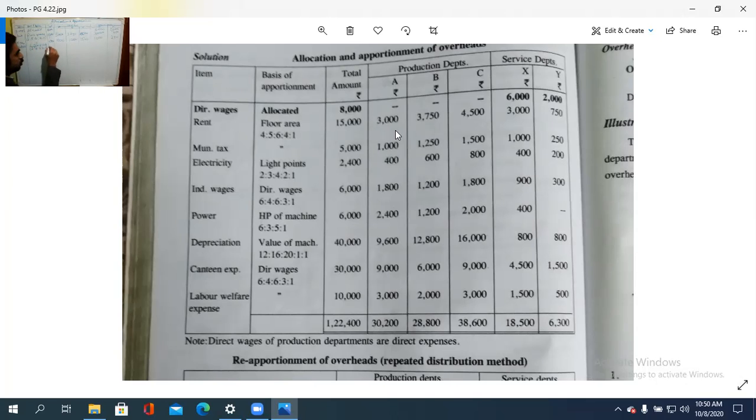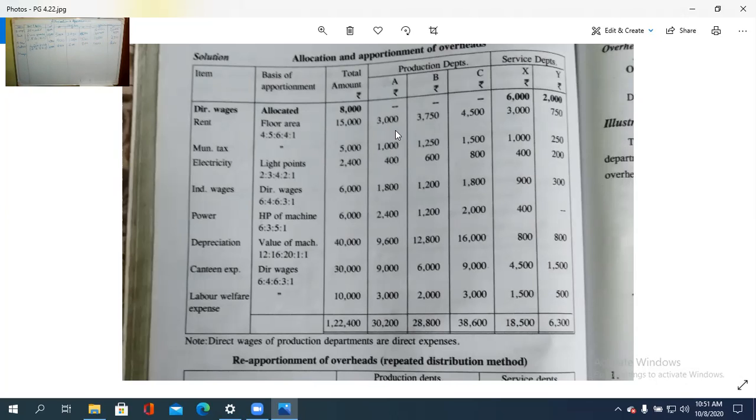So how much is the amount? 2,400. So 2,400 to be apportioned among these, that is how much? 400, 600, then 800, again 400, and 200. Okay. Then indirect wages.